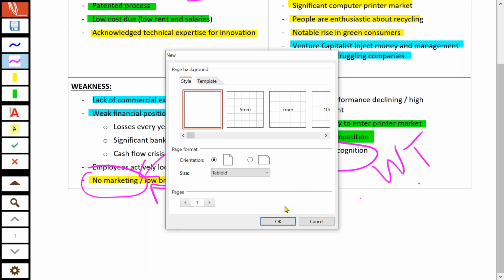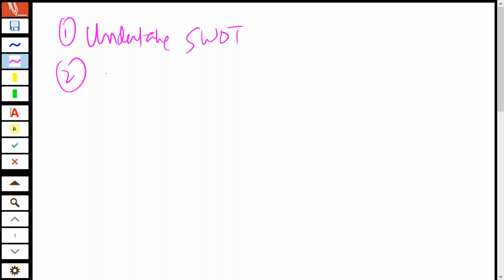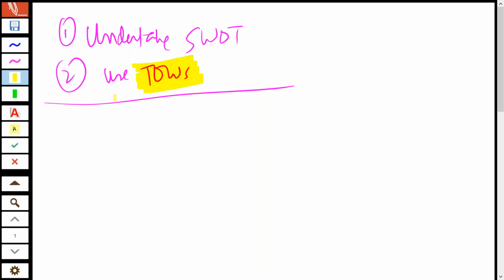in this question, the examiner said, and then it's also said use TOWS, right? Both of these models, SWOT and TOWS, were mentioned specifically in the question. But sometimes the examiner doesn't use the word TOWS. Okay.